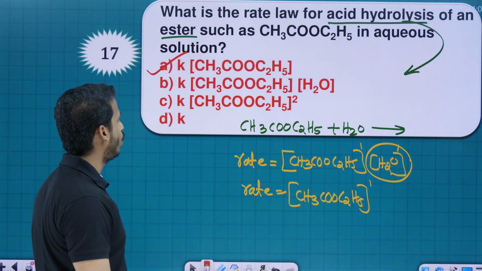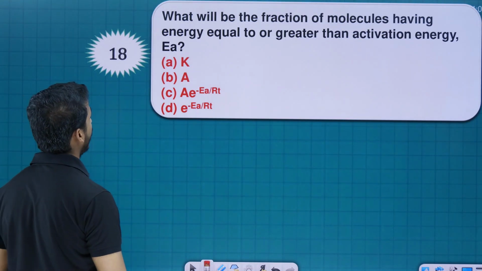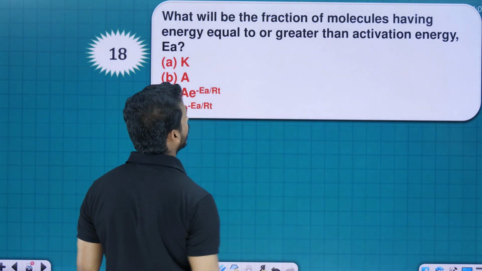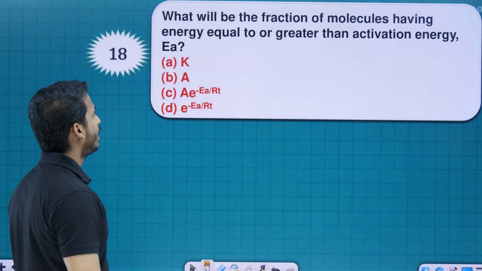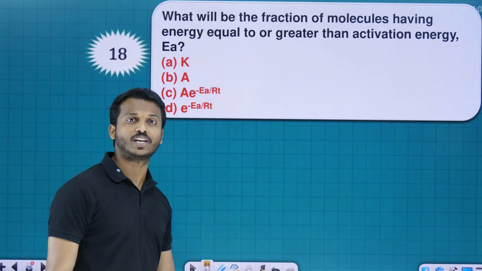That is K into CH3COOC2H5. Next one, what will be the fraction of molecules having energy equal to or greater than activation energy?